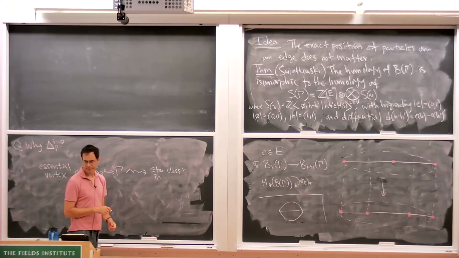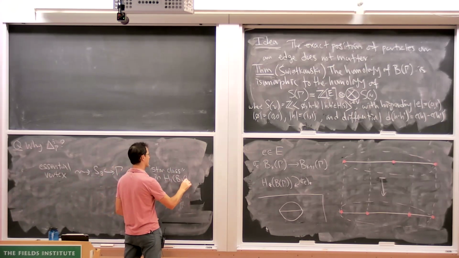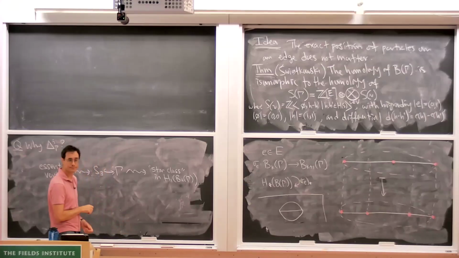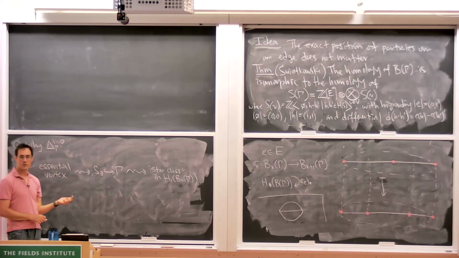In H1 of the configuration space of 2 particles in gamma. Is anybody not 1000% sure what we are saying here? Yes. So the question was, do we have to choose 3 edges at that vertex? And the answer is yes, absolutely. There are many star classes at each essential vertex.